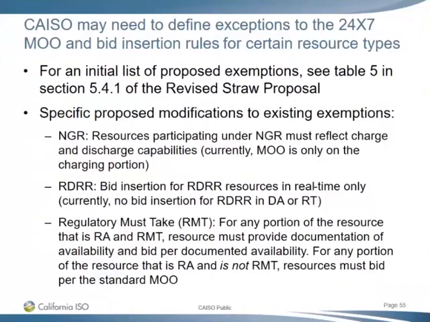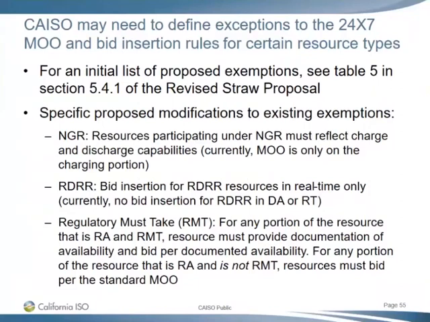It is a kind of long list, and a lot of the exemptions mirror the existing exemptions listed in the reliability requirements BPM. So for the full details on what we're proposing there, you can look in the revised straw proposal. We didn't want to go through each one since a lot of them did mirror existing exemptions. But that was our initial proposal, and we are looking for feedback from stakeholders on that. We did want to call out some specific proposed modifications that are a little bit different from today's rules.